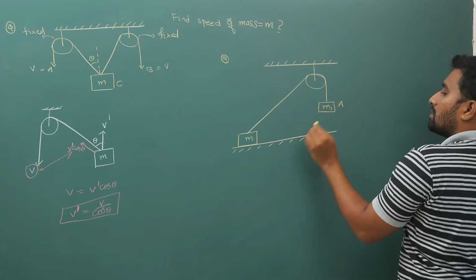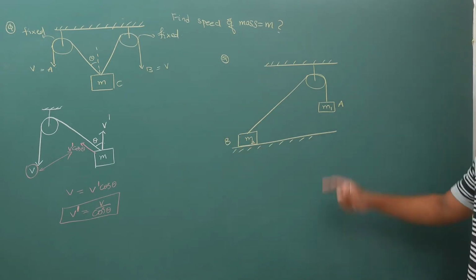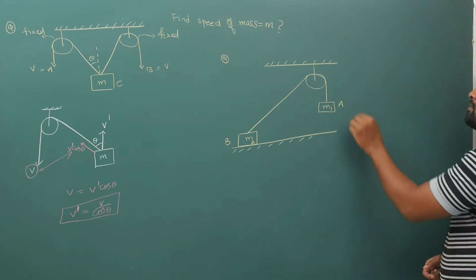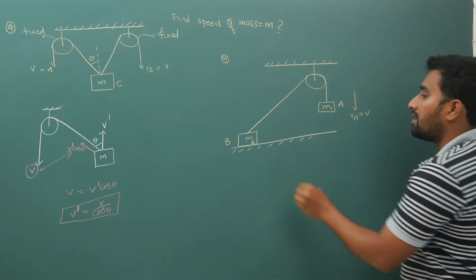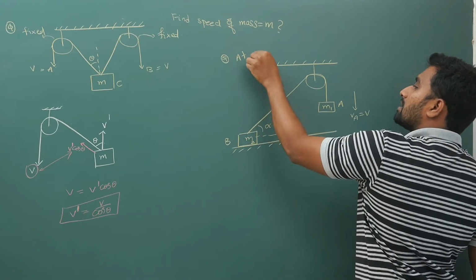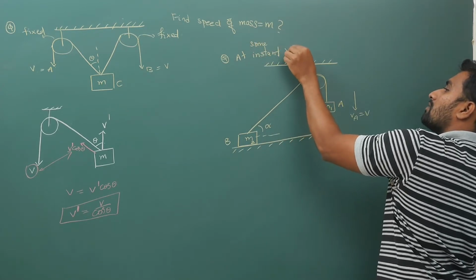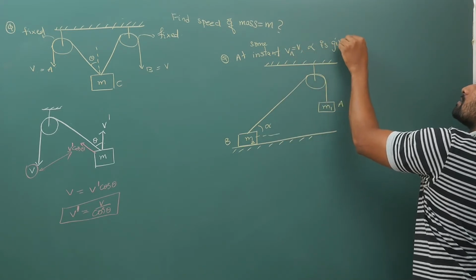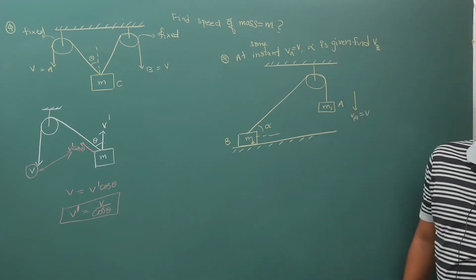some M1 and M2, what is there? This is B. There are two blocks like this and a fixed pulley. Obviously this is a fixed pulley. Your question is, if A moves with speed Va equal to V, find Vb at an instant. At some instant this is the figure, Va is equal to V, angle alpha is also given, find Vb.